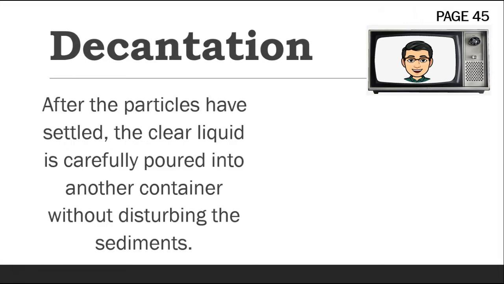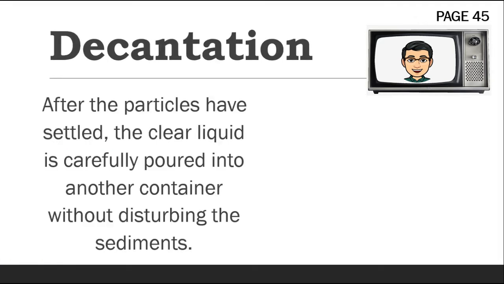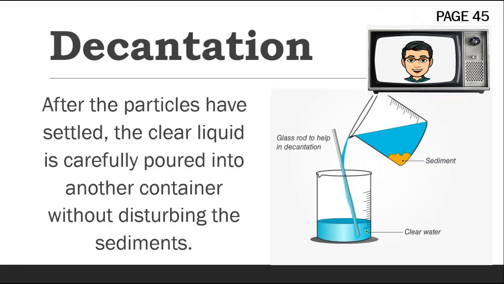Let's go to decantation, just like I said earlier. So after sedimentation, after the particles have settled, the clear liquid is carefully poured into another container without disturbing the sediments. Again, the supernatant liquid is going to be transferred to another container. Like for example, again, the clear water here, which is the supernatant liquid, will now be separated in the process of decantation. Some examples would be using a glass rod to help in decantation.